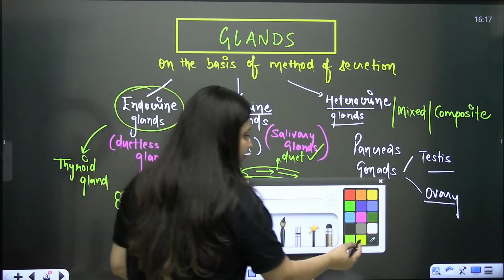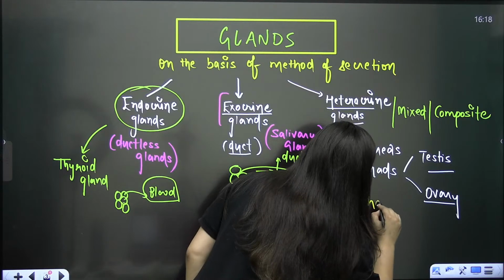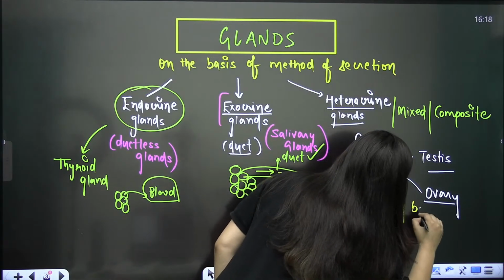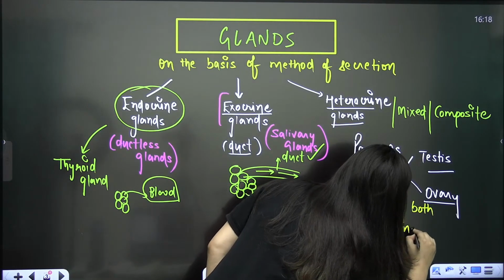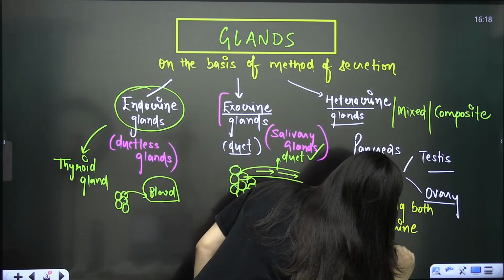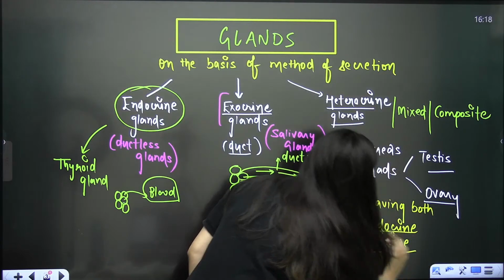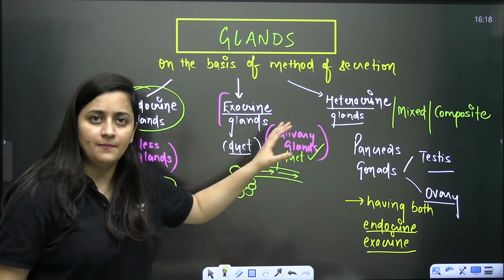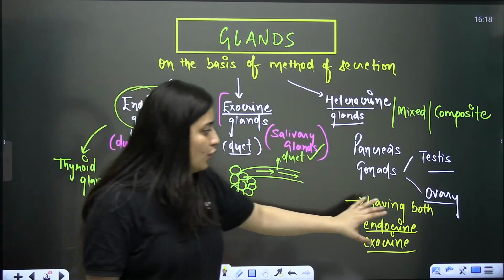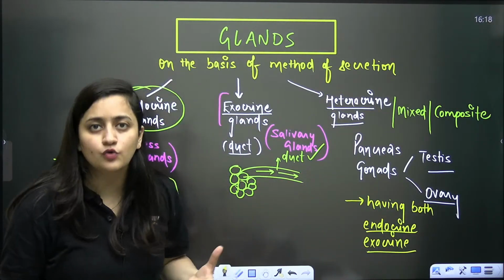Now what is the meaning of a heterocrine gland? A heterocrine gland has both an endocrine part as well as an exocrine part. Is that clear? So the pancreas and gonads have both an endocrine part as well as an exocrine part.